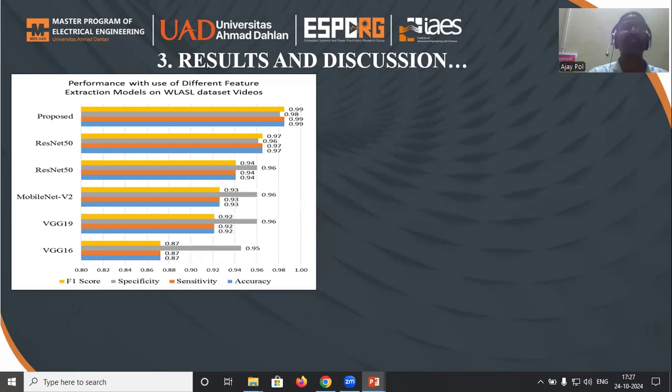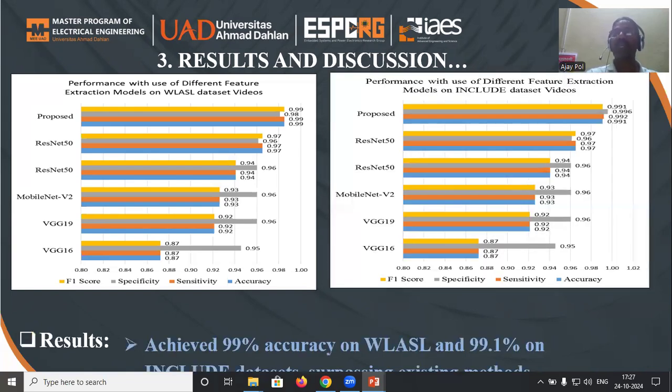Along with that, with the different feature extraction models, our proposed model found an F1 score of 0.99, specificity 0.98, sensitivity 99.99, and accuracy of 99% for American Sign Language. Whereas for Indian Sign Language, the accuracy we achieve is 99.1%, sensitivity 99.2%, specificity 99.6%, and F1 score 99.1%.